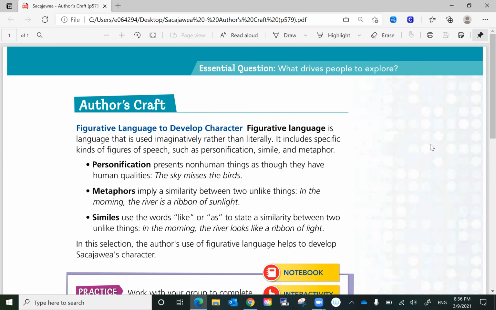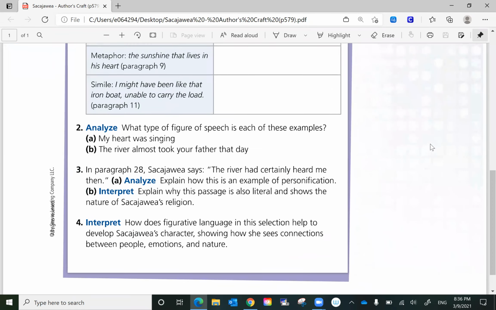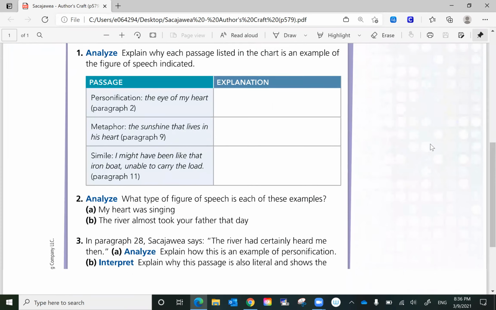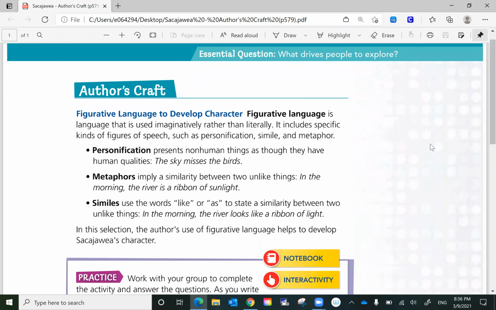That is kind of the really light and fluffy stuff. It should be a pretty easy day today. There's not that much. If we look at the page in front of you, 579, it's not a whole lot in the grand scheme of things of what to do. Up here at the top of the page, there is figurative language.